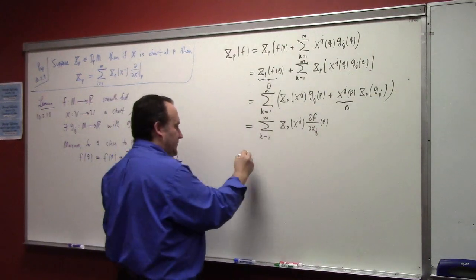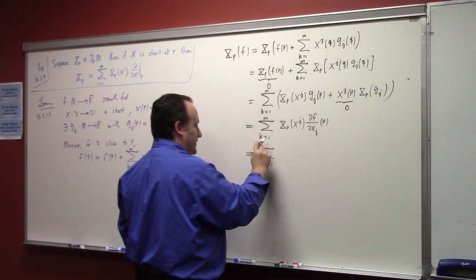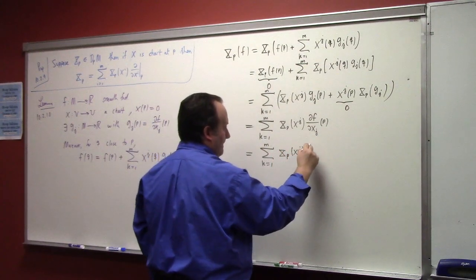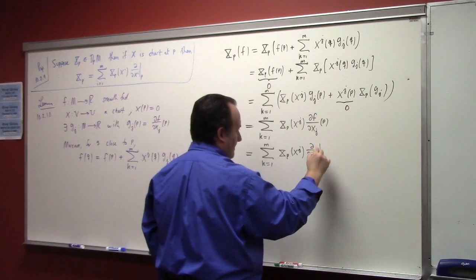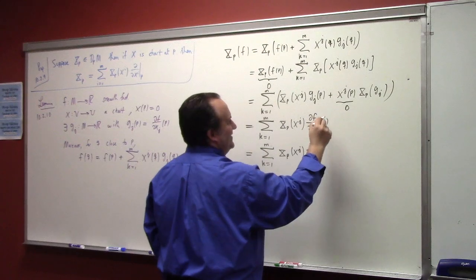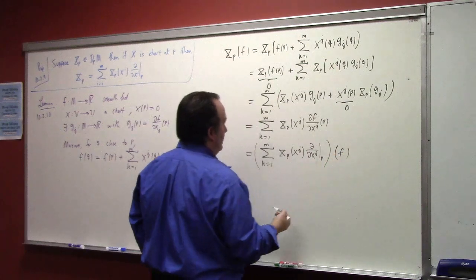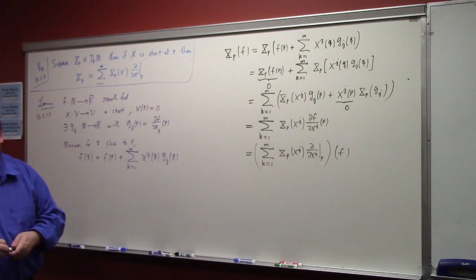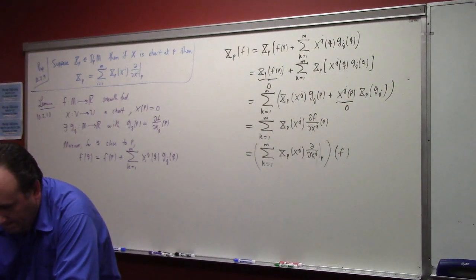So of course then we can look at this as a sum of operators at p, all acting on f. And there it is. Since that holds for all f, that proves that the derivation can be written as a linear combination of the coordinate derivations.